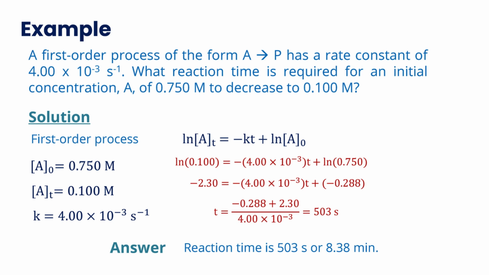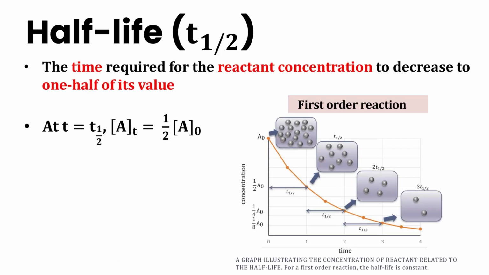The sources also mention half-life, t1/2. That's simply the time it takes for the reactant concentration to drop to exactly half of its initial value. Useful concept. Very useful, especially for first-order reactions, because their half-life is constant. It doesn't depend on how much you started with. It takes the same amount of time to go from 100 to 50 as it does to go from 50 to 25. Interesting property.